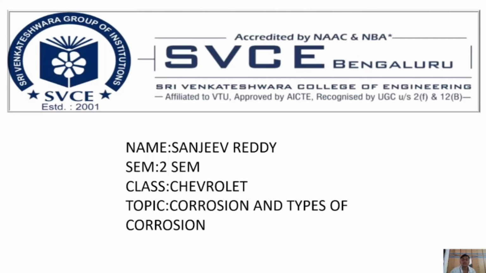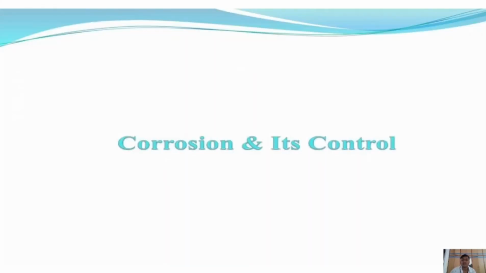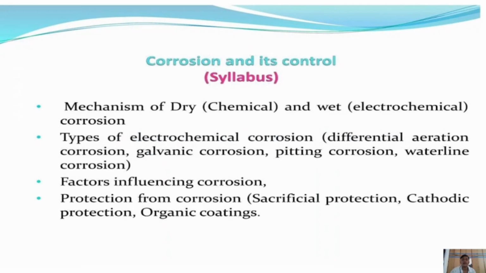Today we are going to discuss corrosion and types of corrosion. Corrosion and its control. Mechanism of dry and wet corrosion. Types of electrochemical corrosion: differential aeration corrosion, galvanic corrosion, pitting corrosion, waterline corrosion. Factors influencing corrosion. Protection from corrosion.